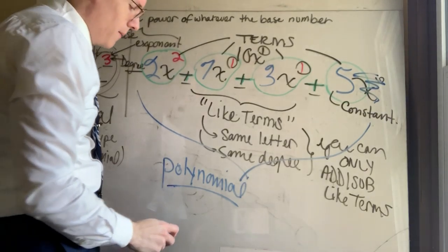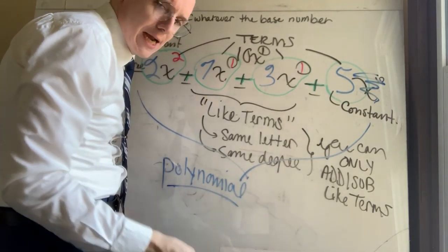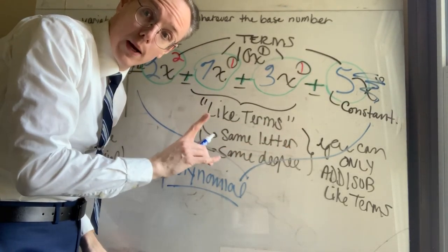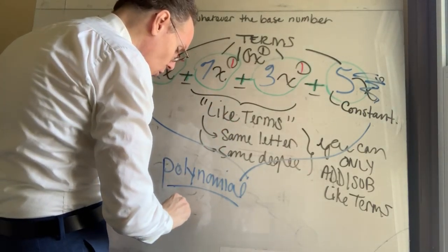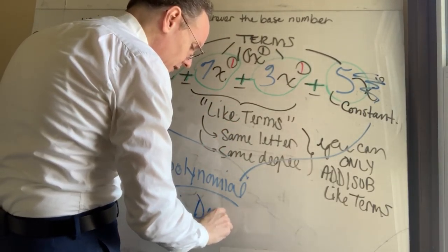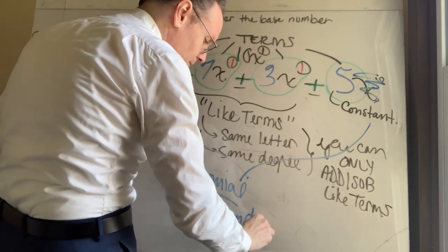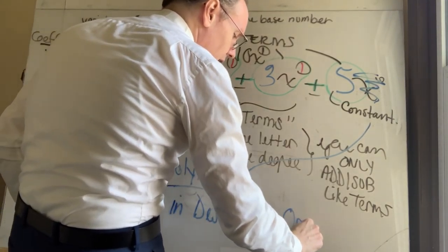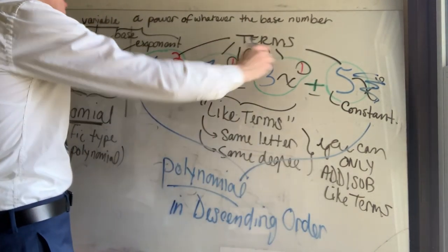What's more important is the type, the way that it's written. It's a polynomial in good etiquette, if you will, descending order. You could have a bunch of gobbledygook.